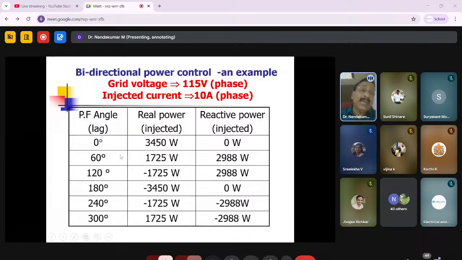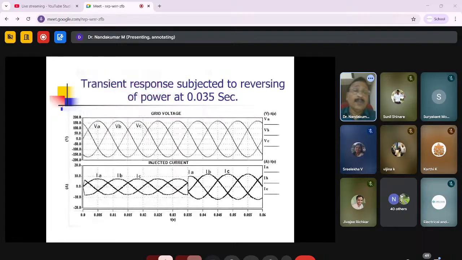This shows that by controlling the phase angle of the injected current with respect to the grid voltage, you can vary the real and reactive power control between the DC source and the AC grid. Is the basic concept clear? Hopefully understood. If you have any doubt, you can ask. This is the transient response behavior. Suddenly it changes the mode. Until this point, the injected current is in phase and it works as an inverter, and after this it works as a rectifier. That is the transient behavior. You can see it tracking at the instant 0.035 seconds, when the mode suddenly changes from inverter to rectifier.